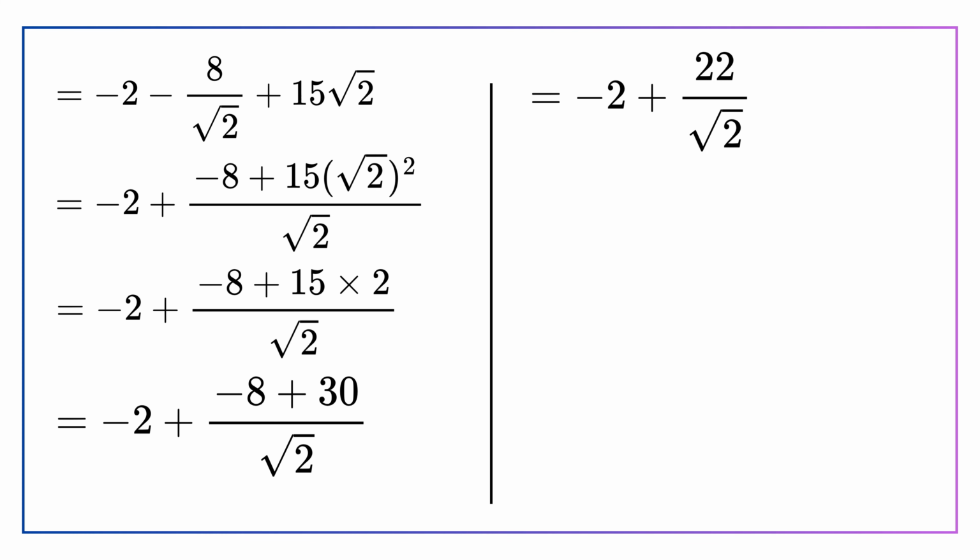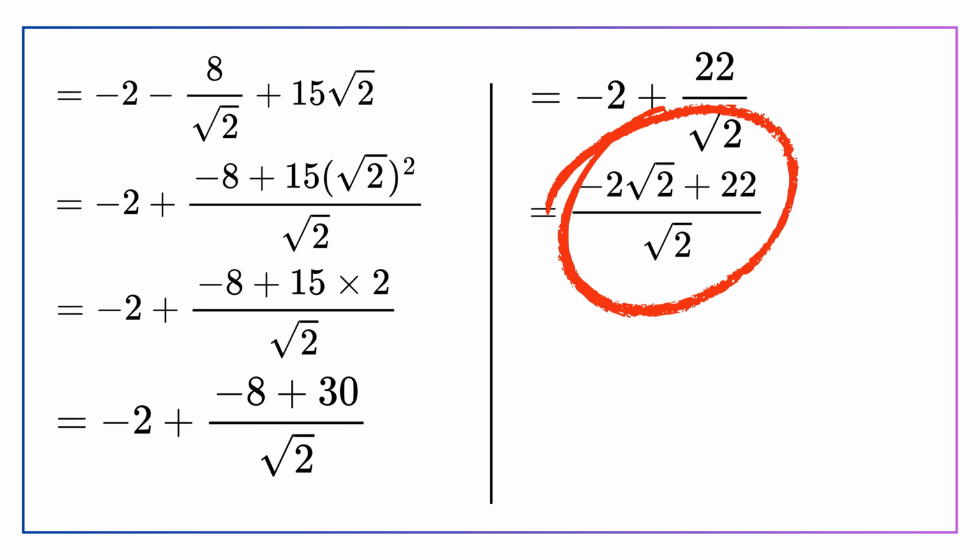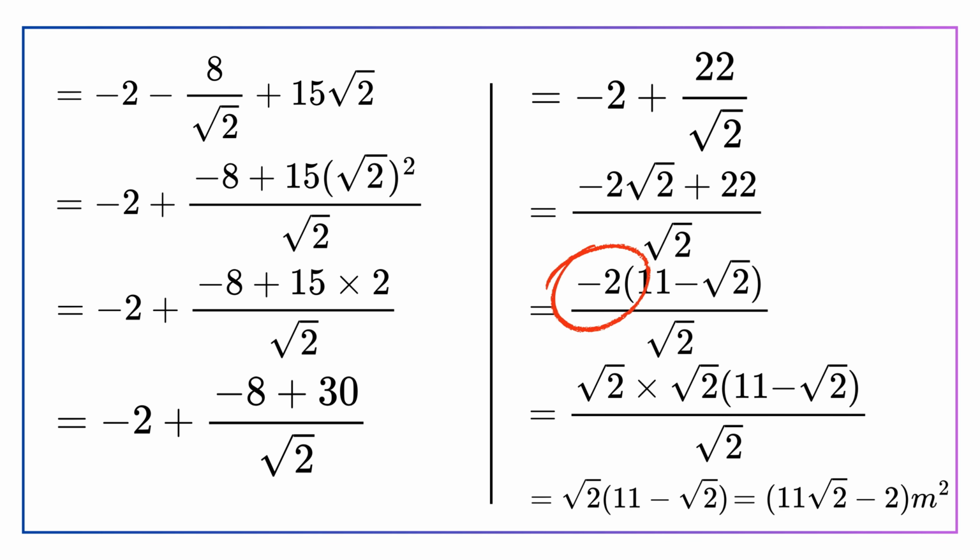Again, root 2 का LCM. minus 2 root से multiply और 22 ऐसे a रहेगा. Here, minus 2 is common. 2 की जगह root 2 into root 2 लिखना है, because it's a universal fact. Then root 2 से cancel. Remaining, root 2, 11 minus root 2 से multiply करके, we got the answer.